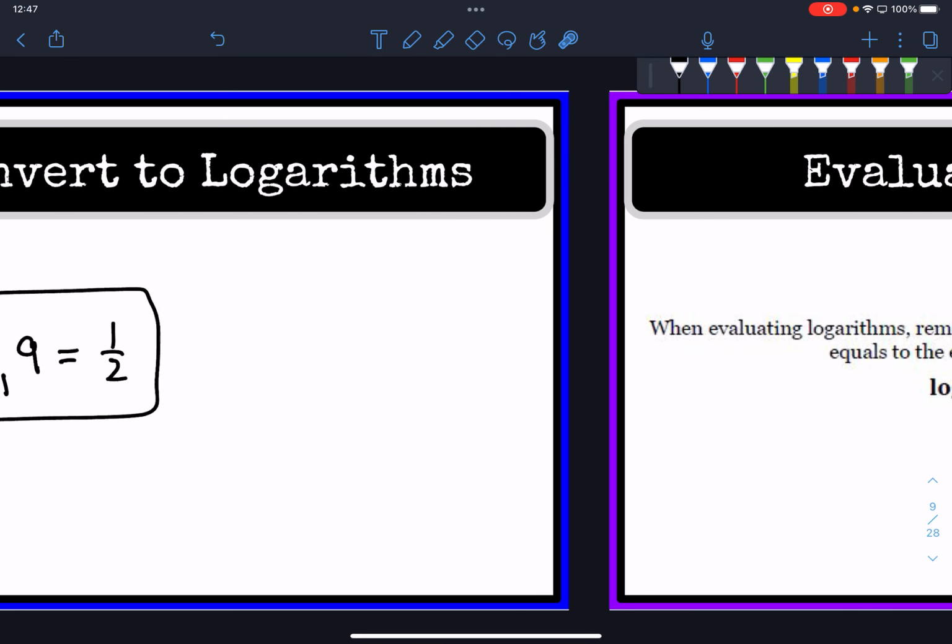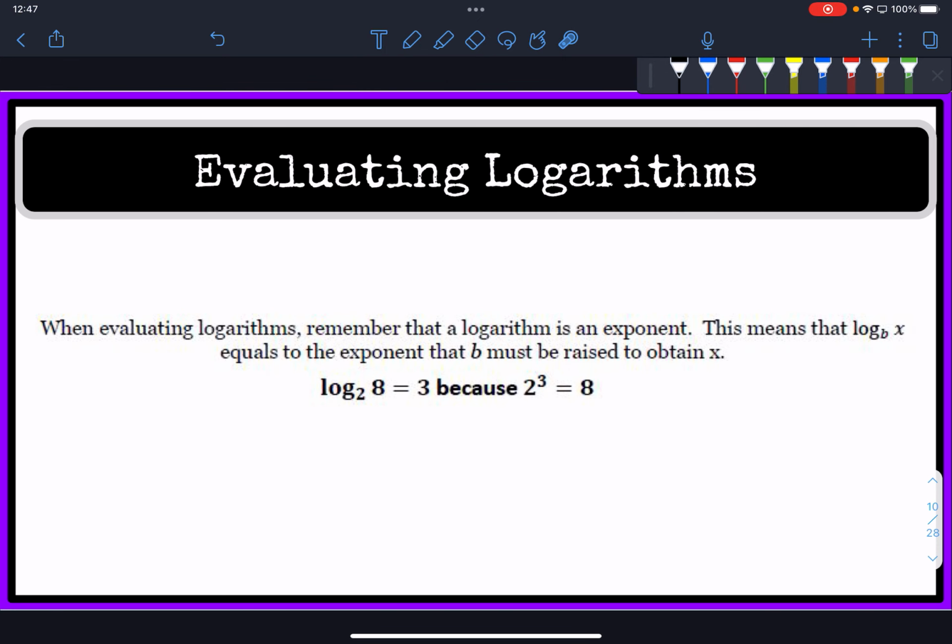Now, because of this, we can use this technique to evaluate functions. When evaluating these logs, remember that a logarithm is an exponent. We can rewrite this as an exponent.